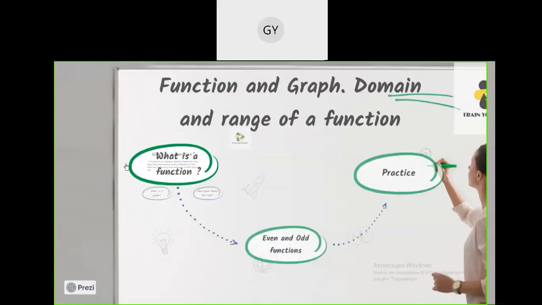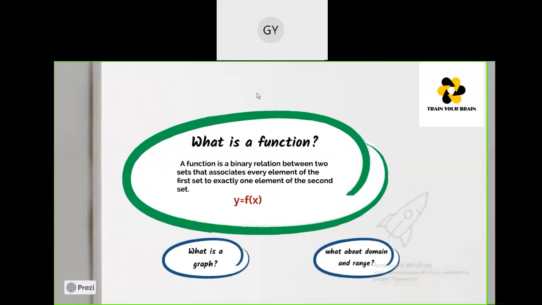First, let's remember what a function is. What is a function? A function is a binary relation between two sets that associates every element of the first set to exactly one element of the second set. And we mustn't forget that the function is always in this form, which is y is equal to f of x. Don't forget that, okay?